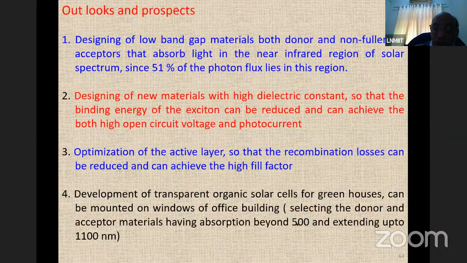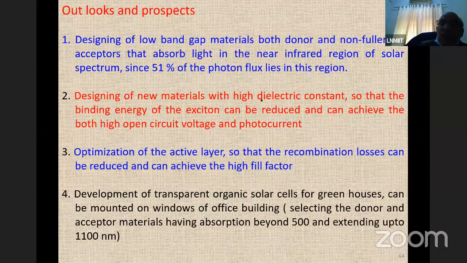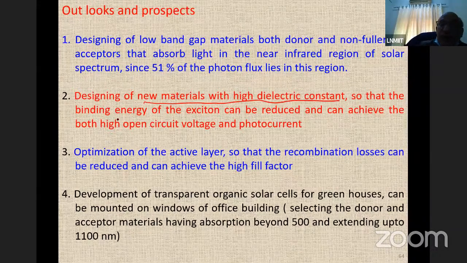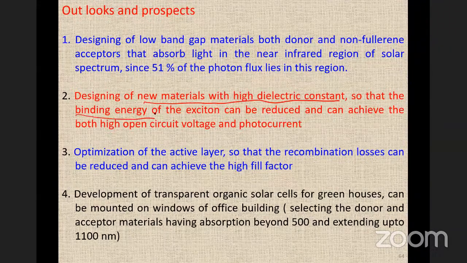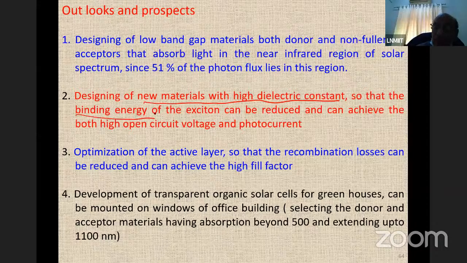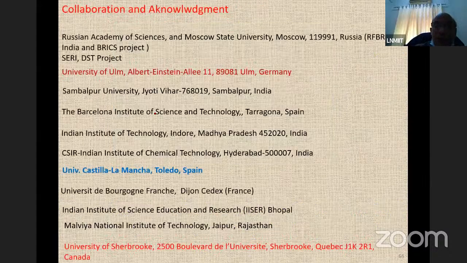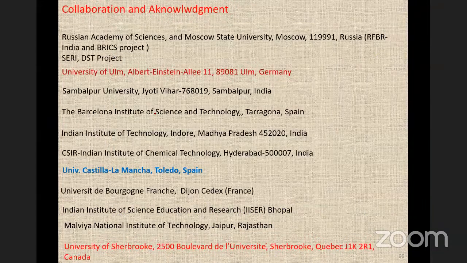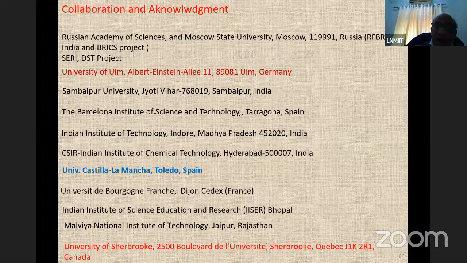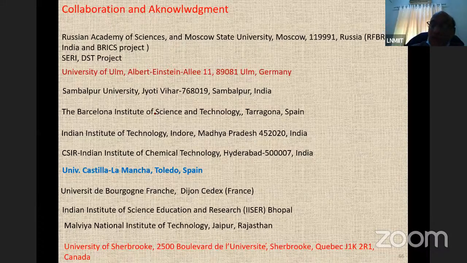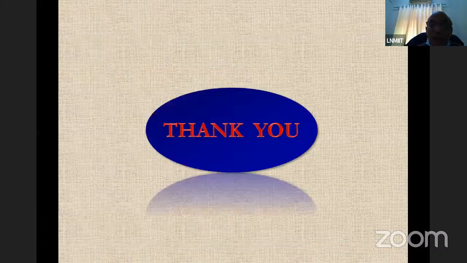But now we are working on transparent organic solar cells, and you can design new materials with a high dielectric constant to reduce the binding energy, so that exciton dissociation can be increased, and you can increase the photocurrent as well as the open circuit voltage. These are my collaborators, Indian and abroad. We have collaborations with Spain, Israel, France, and Canada. Thank you very much.